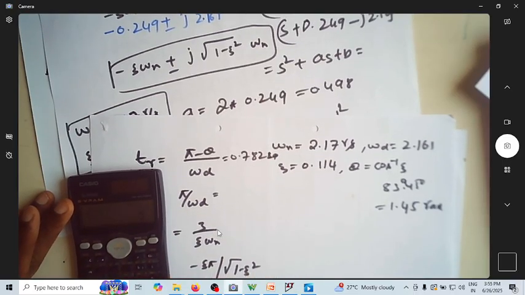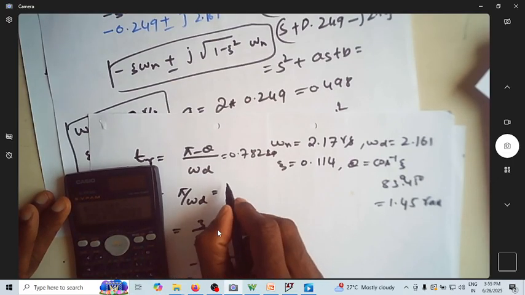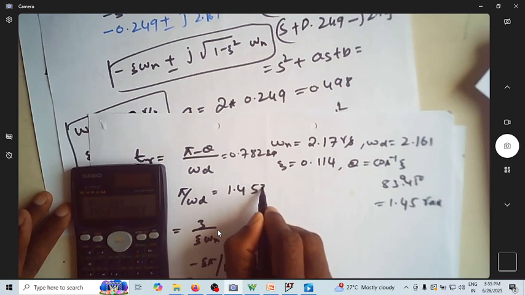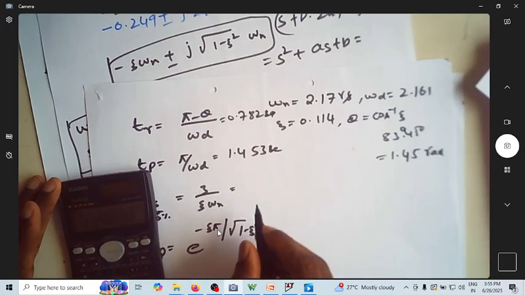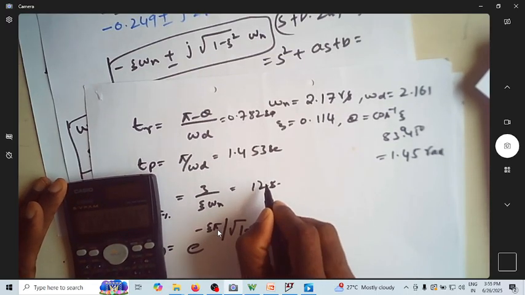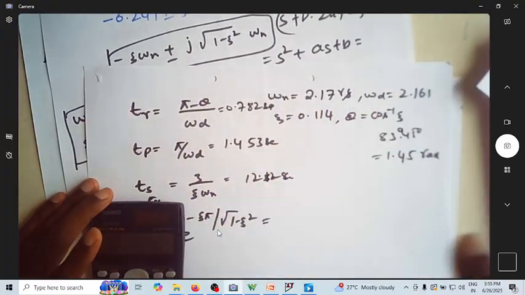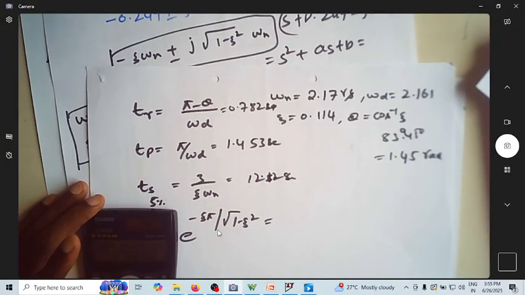Now peak time is pi by omega d, 2.161. It is 1.453 seconds. Settling time is 3 divided by 0.114 multiplied by 2.17. So it is taking 12.12 seconds. Because this zeta is less, it will have more overshoot. That's why the timings are more. So it's taking this much settling time.